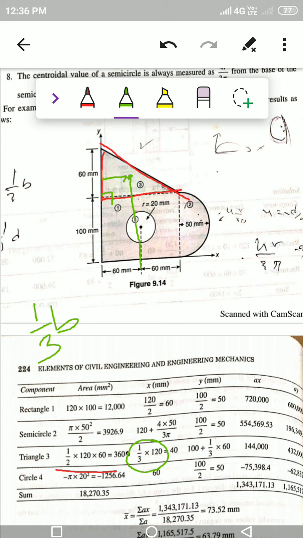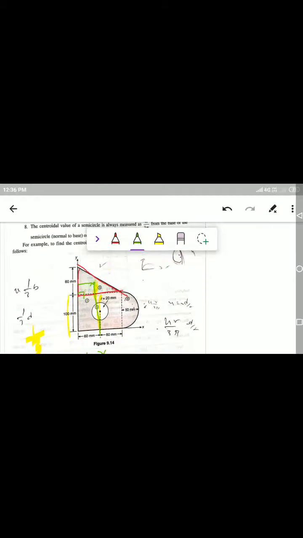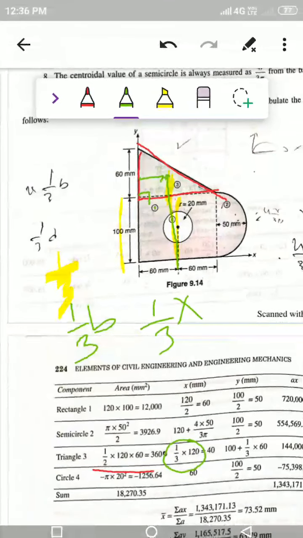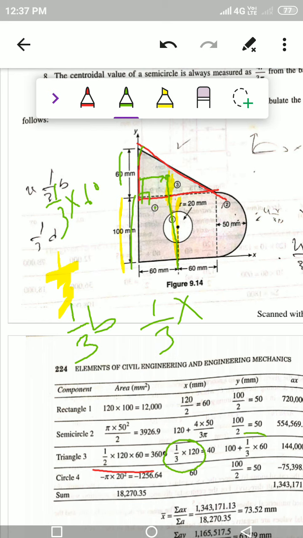Y bar is nothing but you just observe this distance, that is the yellow color distance, plus this distance, that is the distance from the rectangle. So we want this total distance. This is 100, we know that, and if you want to calculate this distance, that is also 1/3 of the base. Base here is 60. So if you consider this as the base, this distance is 1/3 of 60 plus 100.